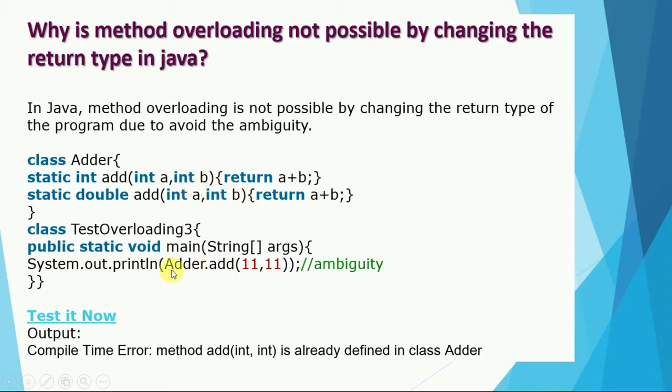So by changing the return type in Java, we can't apply method overloading, because it will throw an error. As you can see, method add(int,int) is already defined in class Adder, so there is ambiguity and confusion if you try to compile the program by changing the return type and implementing method overloading. That's why we can't implement method overloading by changing the return type in Java.